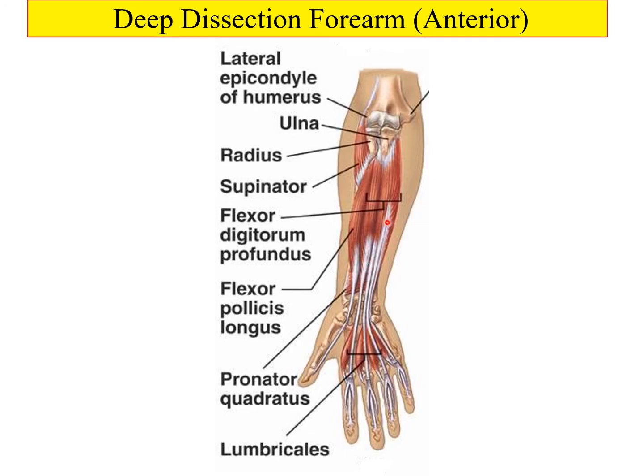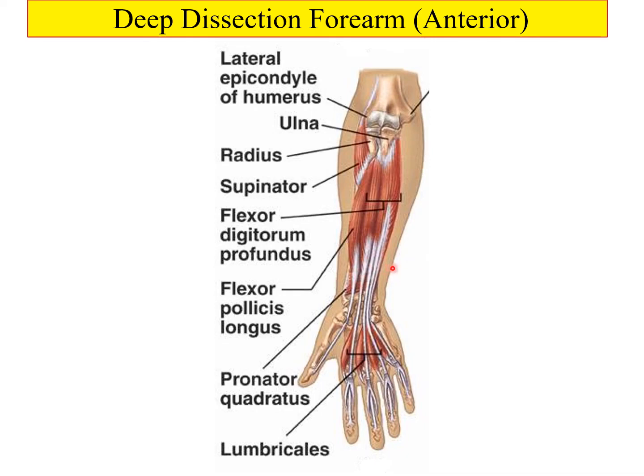This is a deep dissection showing the flexor digitorum profundus. Along with flexor digitorum profundus, you can see flexor pollicis longus muscle, which is arising from the radius and going downward, and it is attaching to the distal phalanx of the thumb. So it is the main flexor of the thumb. So thumb has a separate flexor known as flexor pollicis longus.